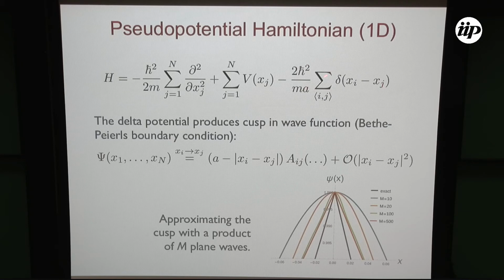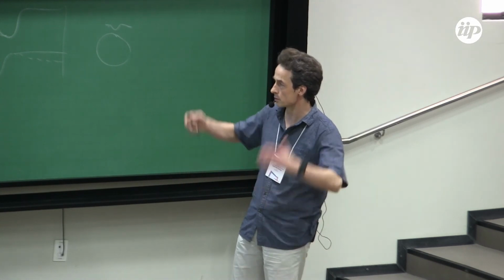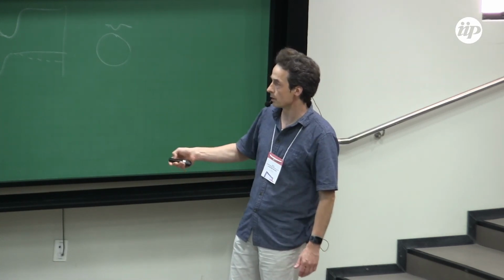Now, the delta function in here produces a cusp in the wave function. So it can be written in terms of Bethe-Peierls boundary conditions as something like this, where a is a scattering length, with an absolute value. If you plot the wave function as a function of the particle separation, you see the black line, that is what a cusp looks like. If you want to approximate this cusp with a product of plane waves, this is just a Fourier transform of a cusp, and then you truncate it. That converges very slowly.